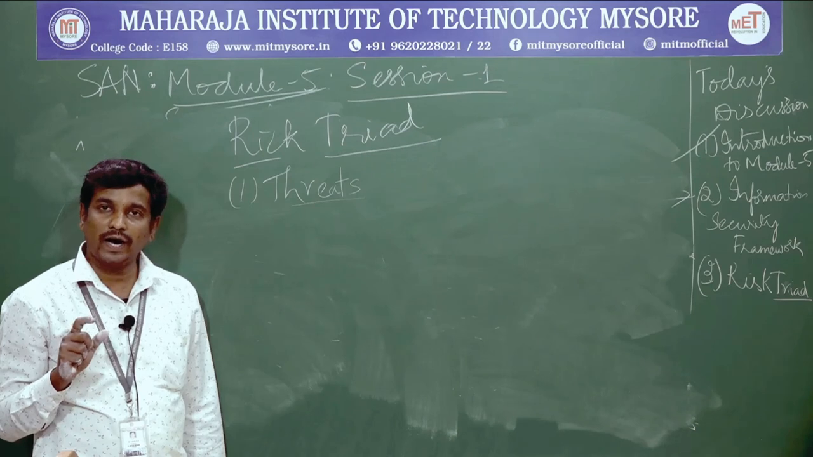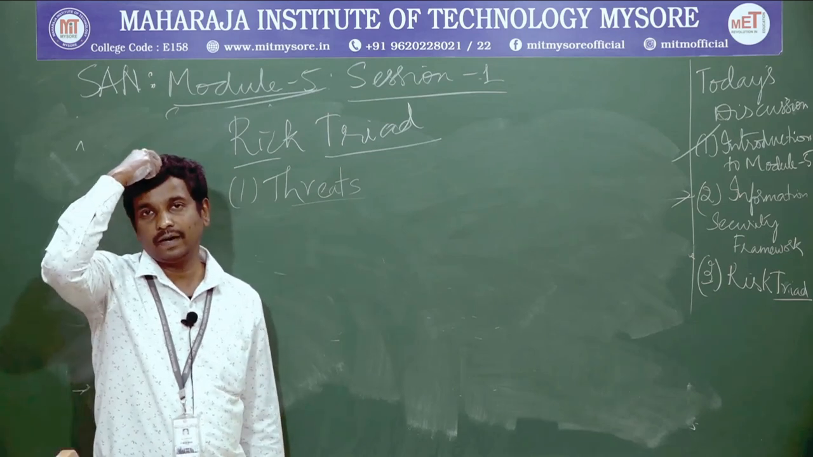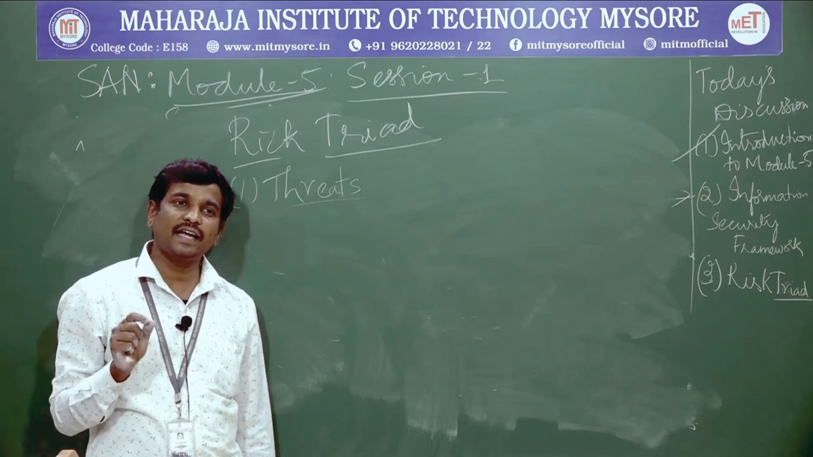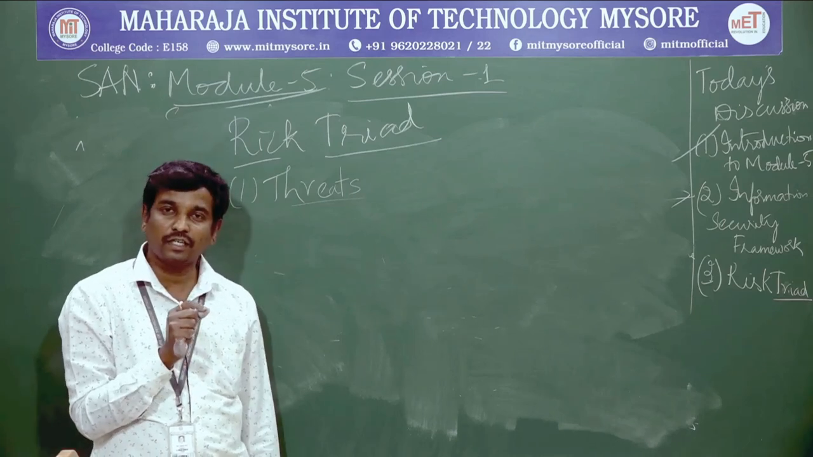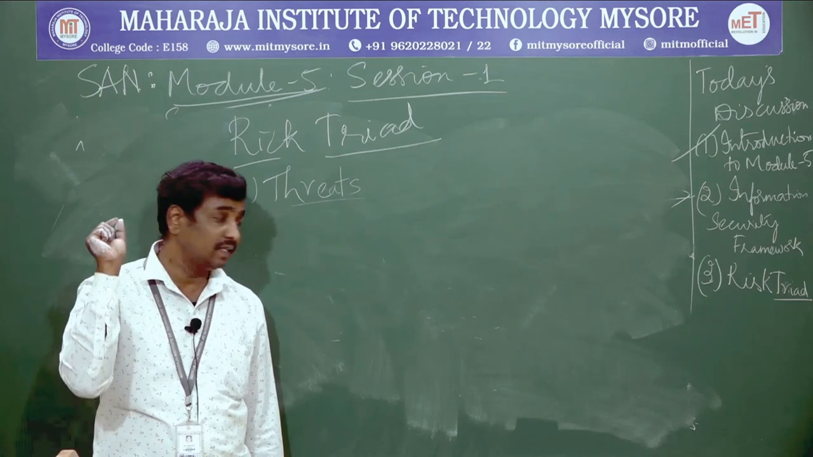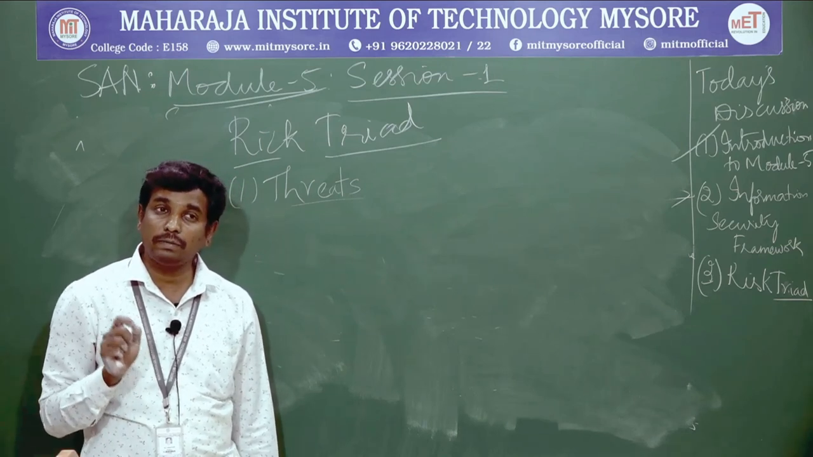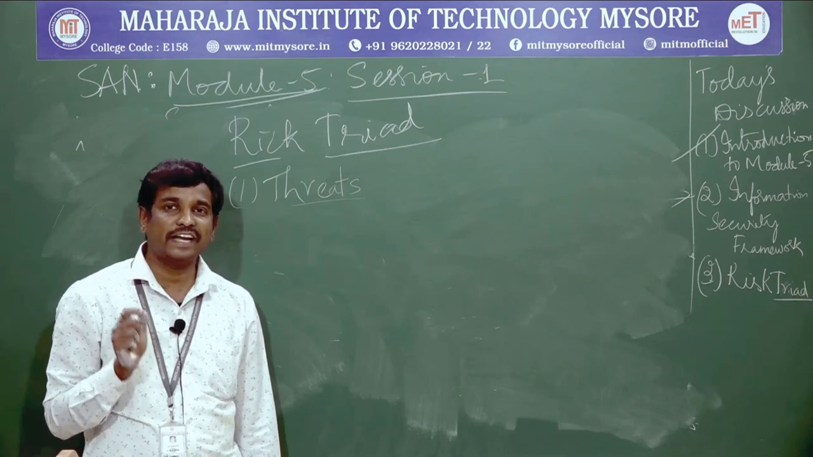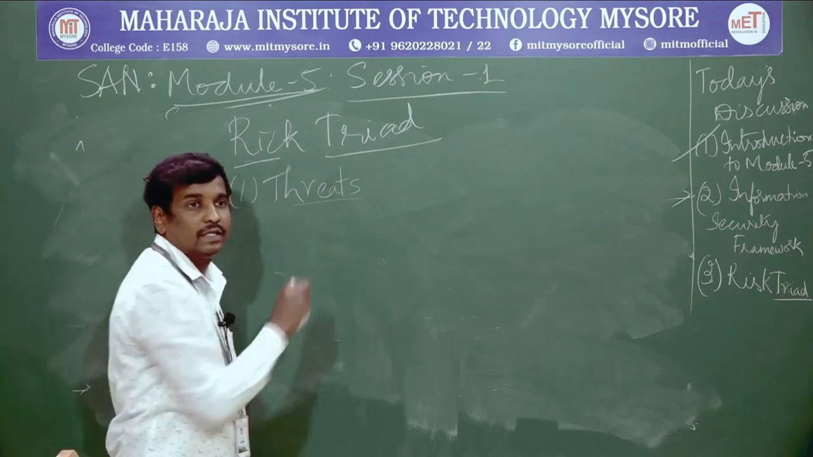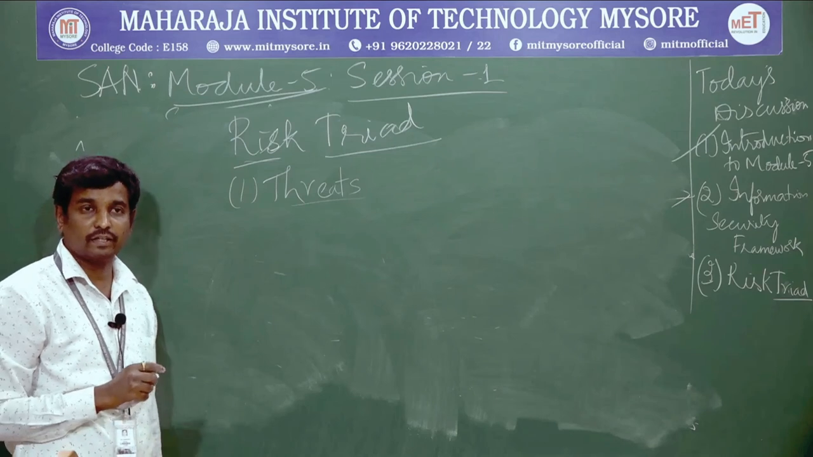That means people who are not authorized will be willing to access the data as authorized persons. Such a person needs to be identified, because he can affect the availability of the data, the integrity of our data, and the confidentiality of the data. Those attackers need to be identified before the damage occurs. That is one of the criteria called risk triad.